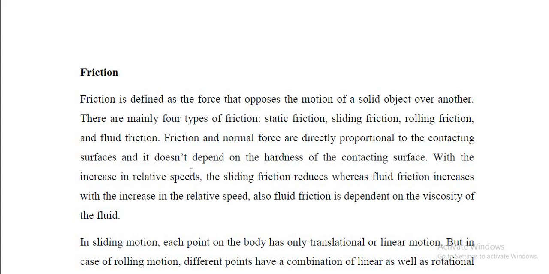Welcome to the engineering mechanics course. Today we'll start another chapter of engineering mechanics, which is friction. As we all know, friction is an agent which retards the motion of a body. In our everyday life activities, we experience friction.